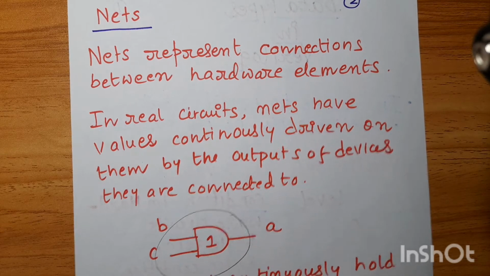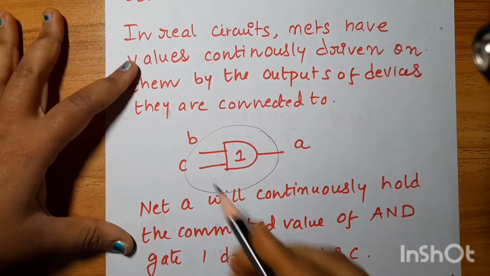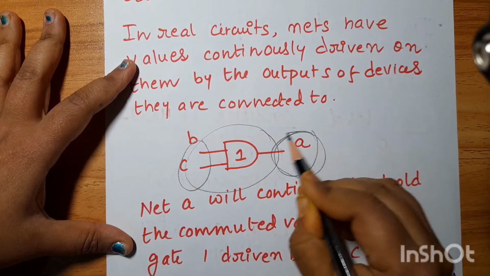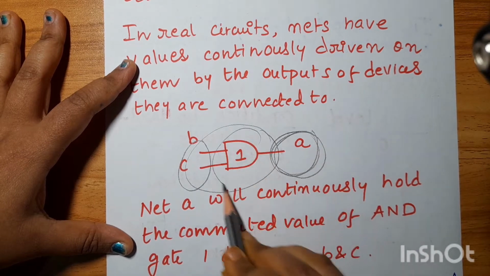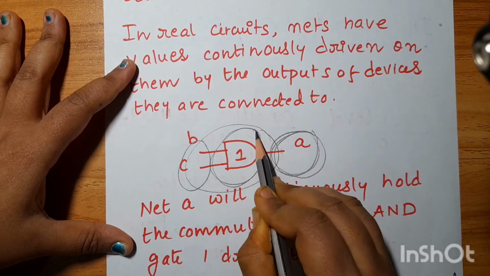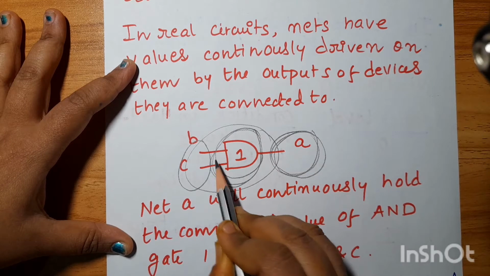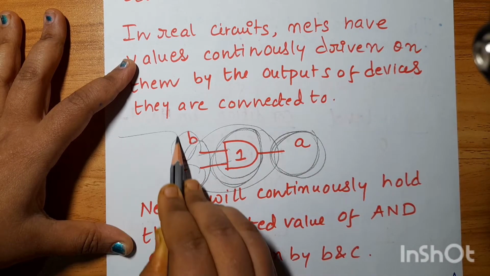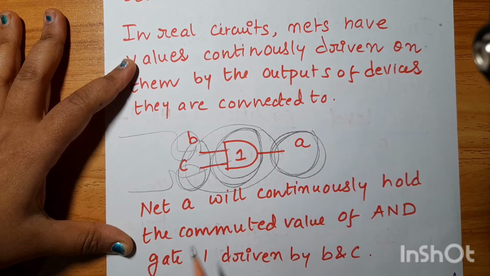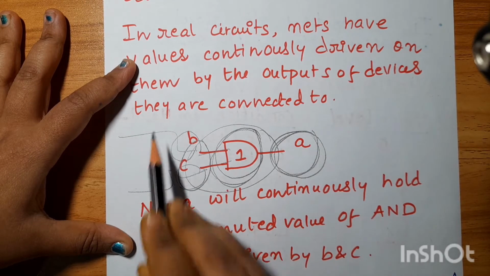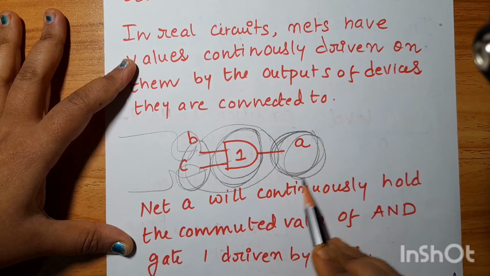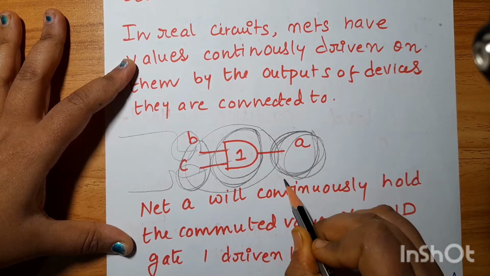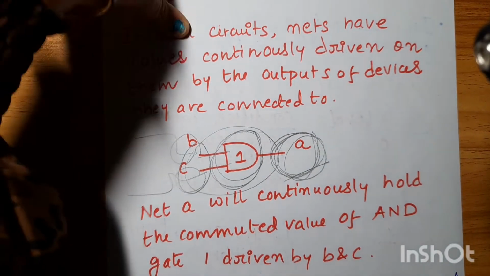Here is the example of the AND gate. Here are the two inputs B and C. Here is the output A. A is being driven by the output of the AND gate, and the AND gate is connected to the inputs B and C. They are being driven by their own drivers, their own circuits. They are outputs of their own circuits. So A is always driven by some output. So A is a net. It needs a driver.